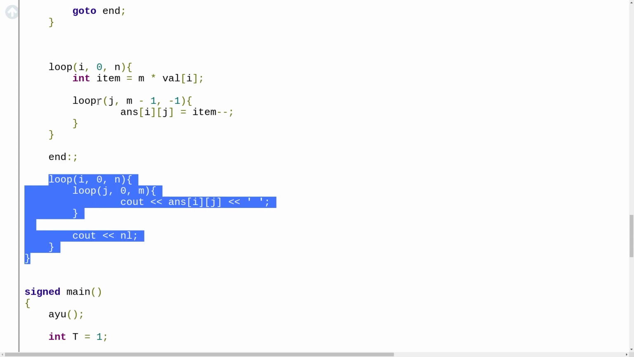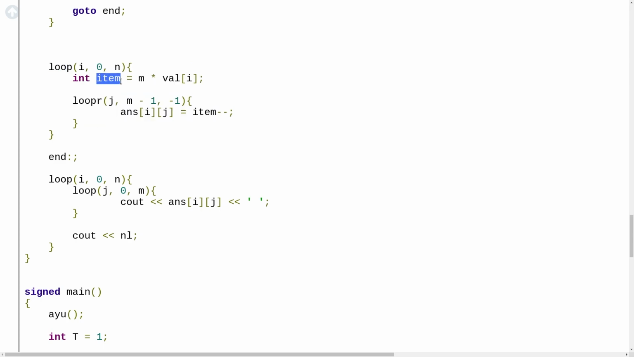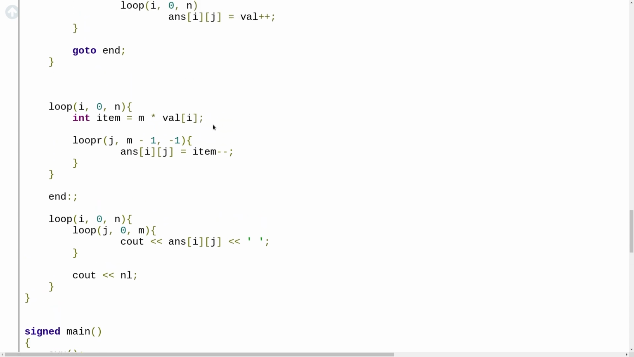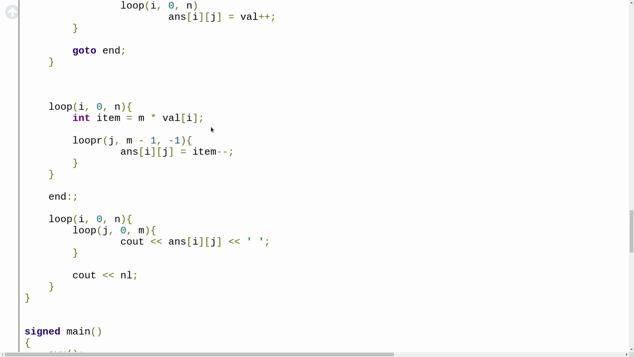Now if the value of n is odd, this part will be executed, and in that particular case, what I'm doing is initializing my item as m times value of I. So value of I, if you remember, is actually storing the order 1, 3, 5 and then 2 and 4, right? So for the first row, I am multiplying m with value. So for the first row, the value of item will initially be 7, right? Let's say there are 7 columns and m is the number of columns, so it will initially be equal to 7. So I'm traversing the row in the reverse order and I'm writing 7, 6, 5.